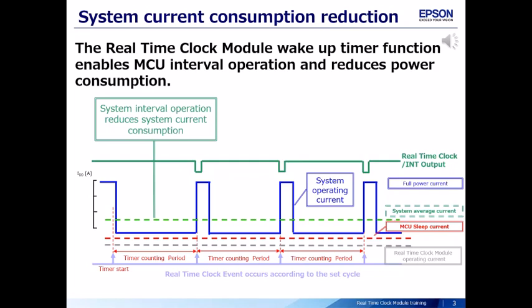The real-time clock module wake-up timer function enables MCU interval operation and provides an effective measure for current reduction in any system. This figure shows the INT output, system operating current, and event timing according to the set cycle. System interval operation reduces system current consumption.